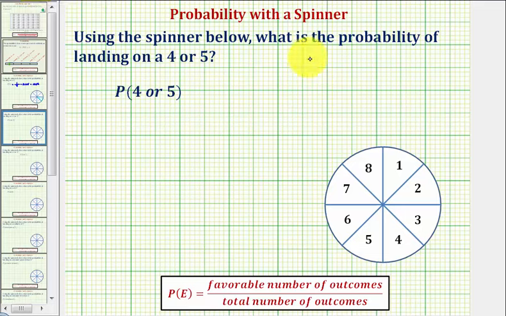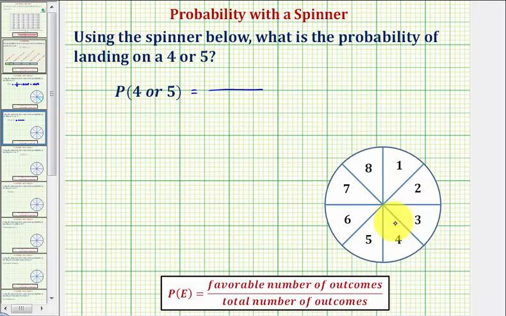Using the spinner below, what is the probability of landing on a 4 or 5? To determine the probability of an event, we compare the favorable number of outcomes to the total number of outcomes. So to determine our probability, let's begin by considering the total number of outcomes when spinning the spinner.